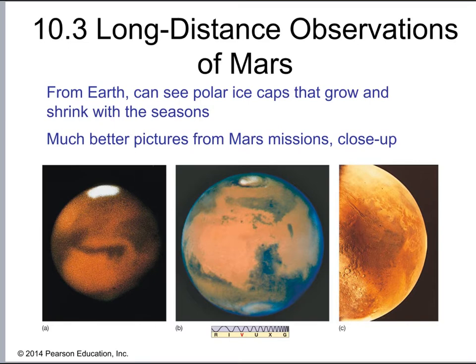Now, from Earth, we can see that on Mars there are these polar ice caps that grow and shrink with the seasons. And we can see some images from Mars missions where the images were taken from probes that were closer up, and we can see a lot more detail on the planet. And again, just to remind you, these pictures have this little legend here, and that V is highlighted, indicating that these are all pictures taken with a camera looking at visible light, the kind of light that we're able to see. So this is not like an infrared image or anything like that. This is actually what Mars looks like.